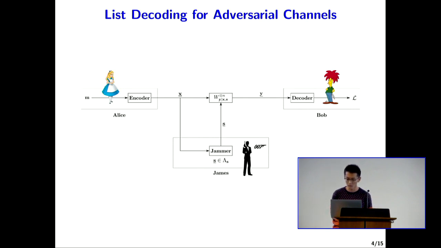This packing problem corresponds to a certain communication problem in coding theory. It's called list decoding against adversaries. The typical setting is the following. Alice encodes some message into some codeword X and sends it into some channel, and it is corrupted by some adversary. Bob receives some noisy word, and he's required to output a list of messages, not necessarily unique, but a small list, which is guaranteed to contain the originally transmitted one by Alice. So this is the list decoding relaxation of the unique decoding problem.